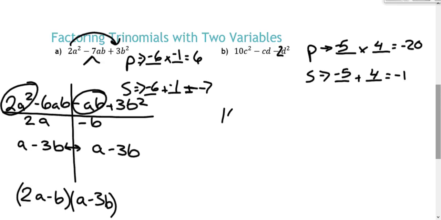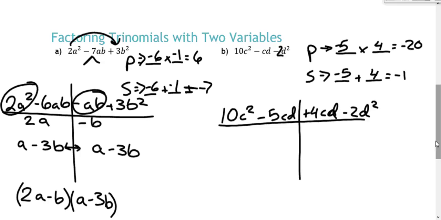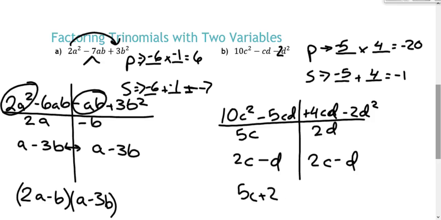So then let's break this down. 10c squared minus 5cd plus 4cd minus 2d squared. Chart. We are going to factor out a 5c. That leaves us with 2c minus d. Then we're going to factor out a 2d, and that leaves us with 2c minus d. Perfect. So that leaves us (5c plus 2d)(2c minus d).